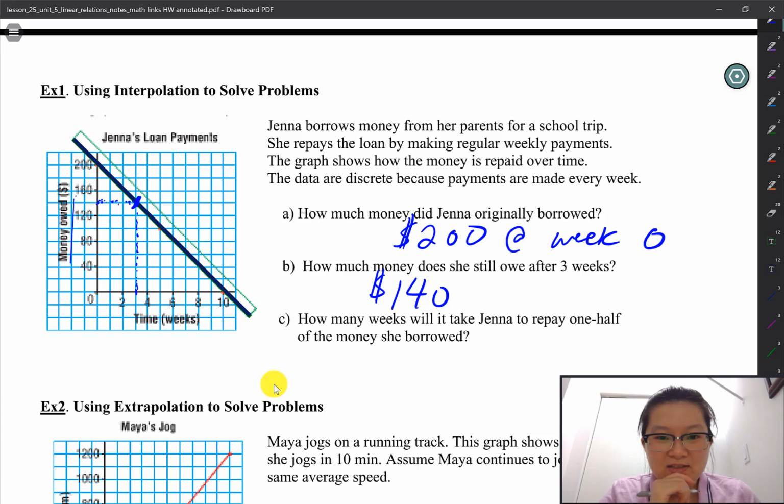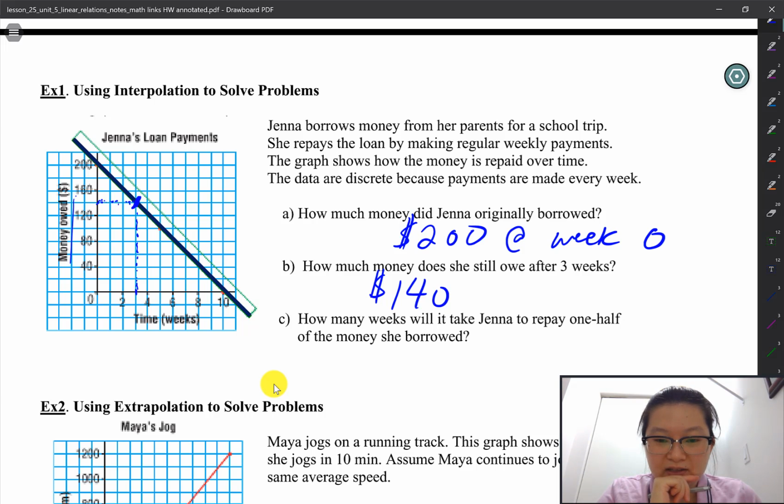Hey, this is interesting because imagine, does she pay weekly? She makes regular weekly payments, so we can actually look, just for curiosity, at how much money she's paying every week. After the first week, she paid 1 box worth. So from 200, halfway to 160 is 180. So she paid $20. Seems like she pays $20 a week. Interesting, hey? Okay, so that's B.